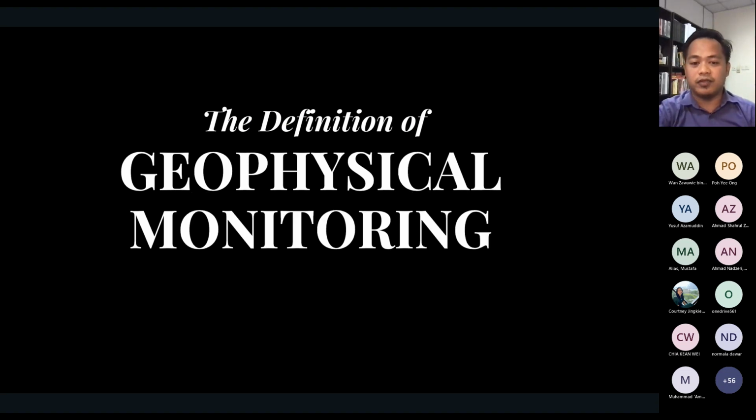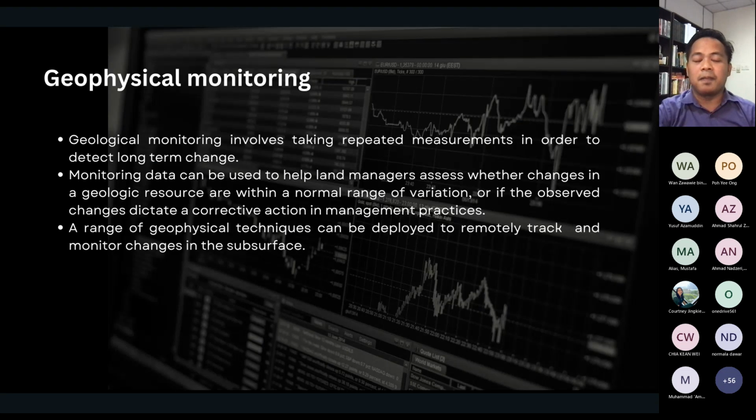So the definition of geophysical monitoring. Basically, what is geophysical monitoring? Geophysical monitoring is basically when we do geophysics at the same location, or we observe with repeated measurements, in order to detect long-term change. This is applicable to the near surface as well as the subsurface.